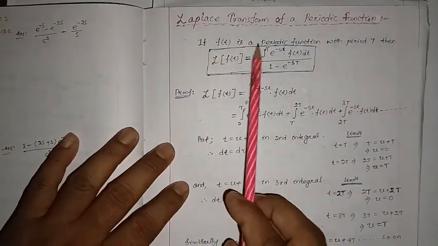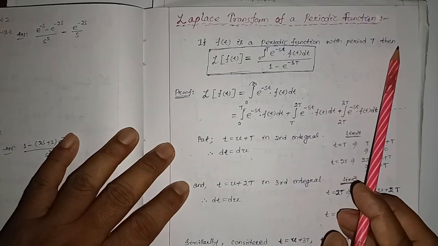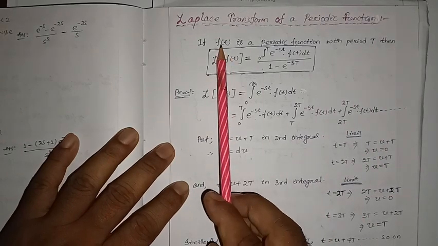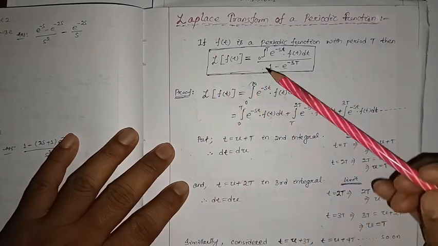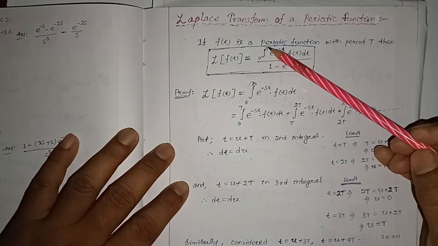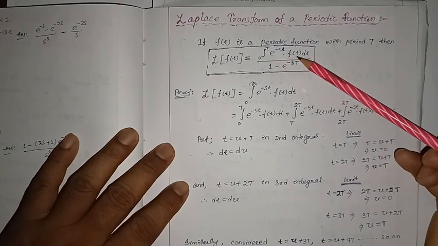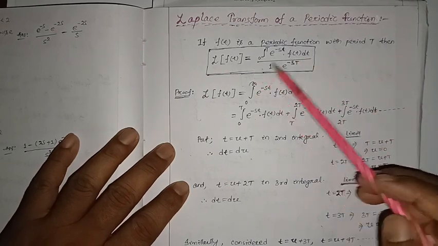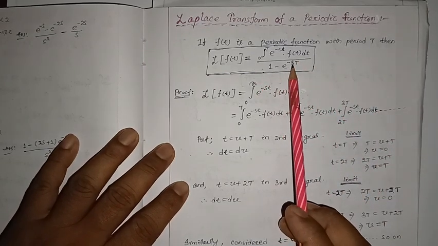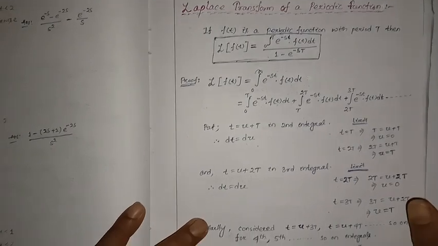So if f(t) is a periodic function with period capital T, then the Laplace transform of that periodic function f(t) will be equal to the integration from 0 to T of e to the power minus st into f(t) dt, divided by 1 minus e to the power minus sT. That we are going to prove here.